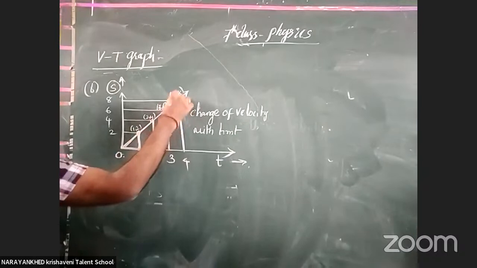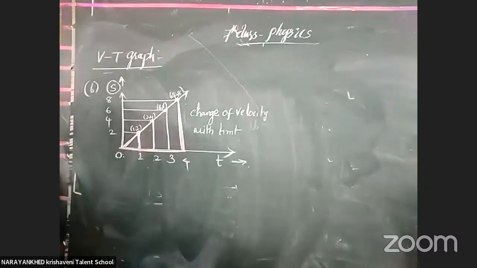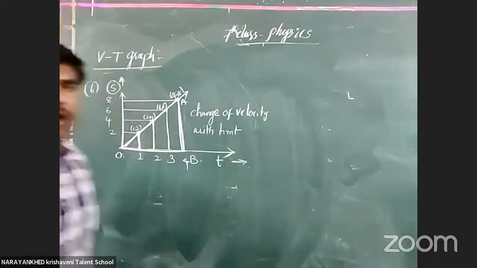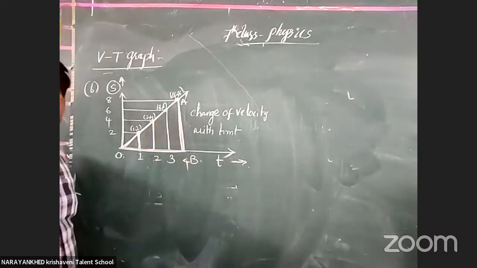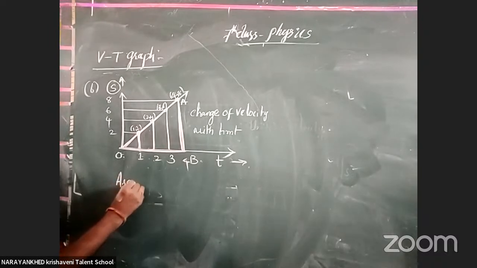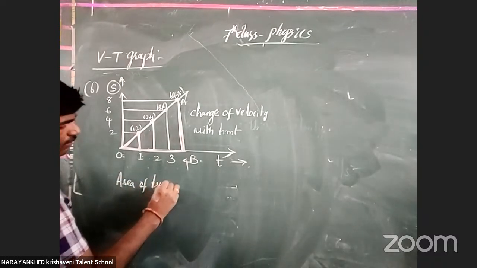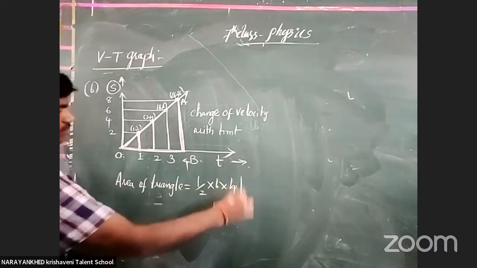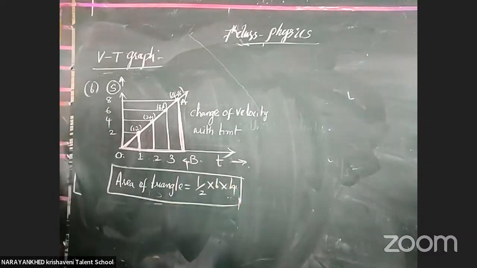Suppose I take the overall graph. The total is one triangle. The area of the triangle provides for us what? The area of a triangle is half into base into height. This is what is called the area of a triangle.